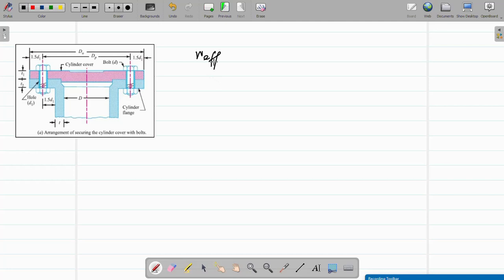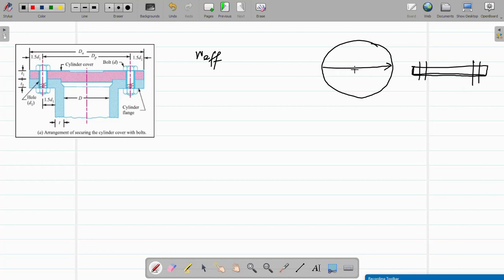Effective width. Now what is the effective width? If I just draw a cover plate like this, from the side view it looks like this. It is thick but round in nature. So it has holes. So this is the width of the plate. But the effective width is, you have to subtract the hole diameters on the other side.